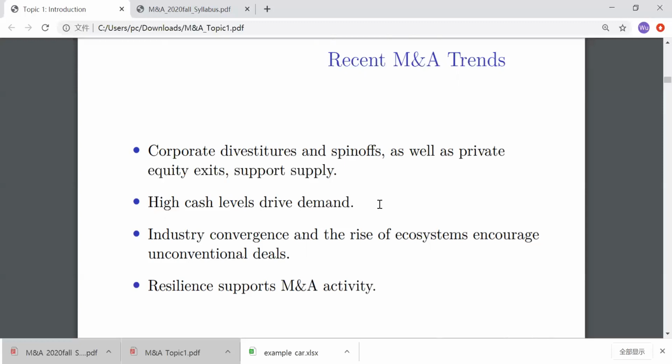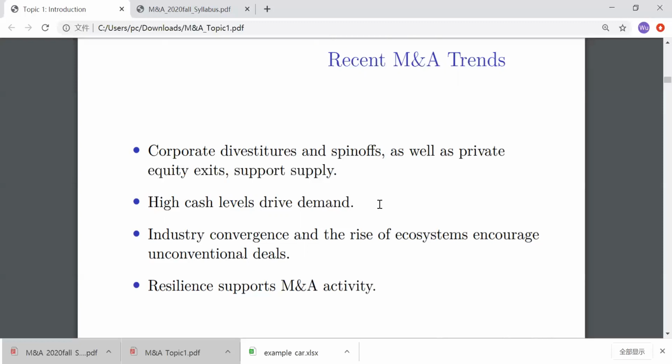Another factor on the supply side is private equity exits, right? Because what private equity does is buy a smaller company, or sometimes a public company, and take the company private. And then they will sell the big company to another company, to profit from the price differences. We'll talk about the private equity deals later, but this is the reason we see an increase in the M&A supply side. So many companies are up for sale.